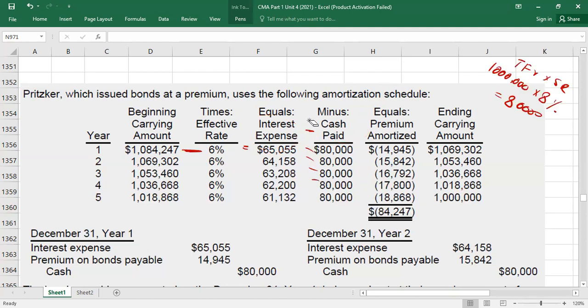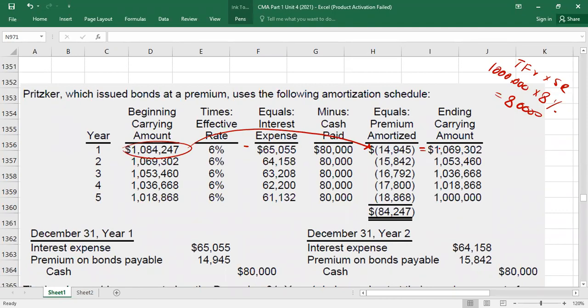Now, the difference between interest expense and the actual interest paid is called what? Amortization of premium. Right? Now, I will take the beginning carrying value minus the amortization of premium. I will get which value? The ending carrying value. Understood?